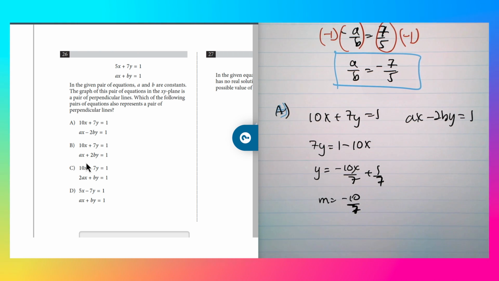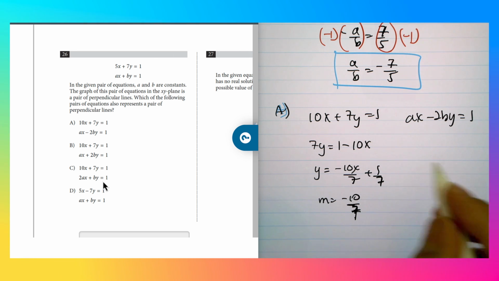Now, if you look at the answer choices, A, B, C all have the same top equation. If A, B, C all don't work, then we're going to try D. If you're running out of time, just choose D. If not, you can apply the same method as we do in A through C. All right. So we got negative 10 over 7, and let's rearrange this too.